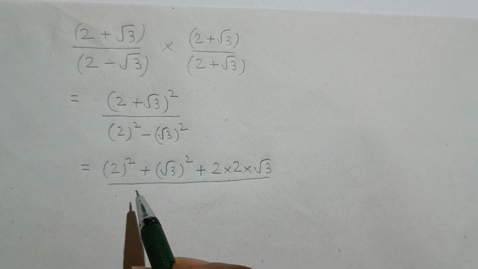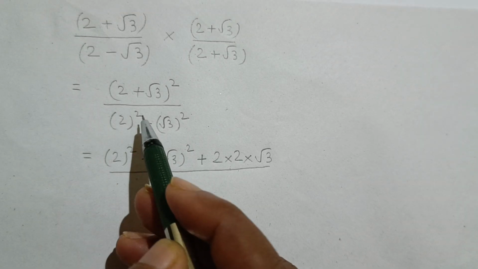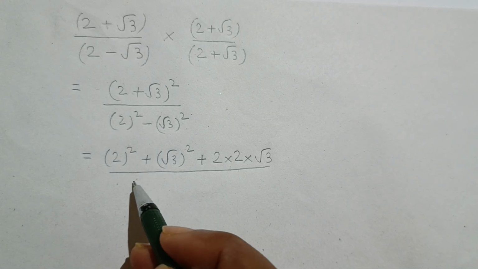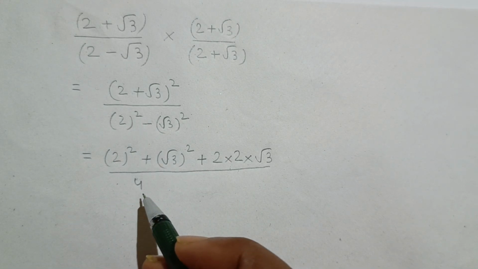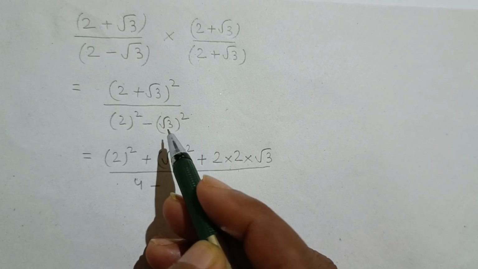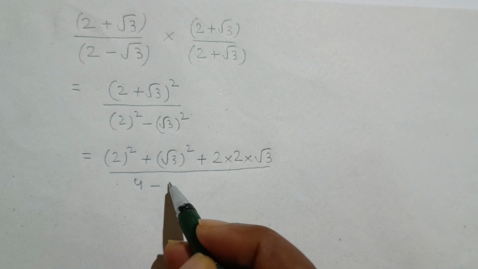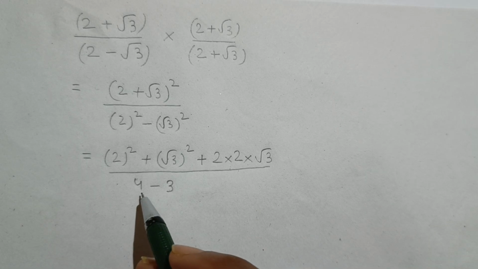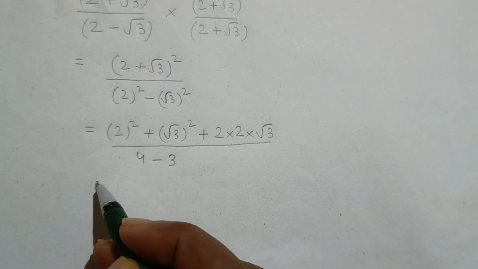Now what is the denominator? The denominator is 2 whole square minus square root of 3 whole square. Now 2 whole square is 4. So 4 minus square root of 3 whole square. Square root of 3 whole square is 3. So the denominator becomes 4 minus 3.